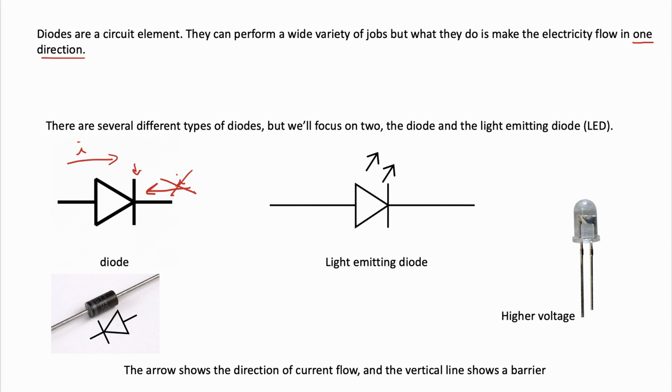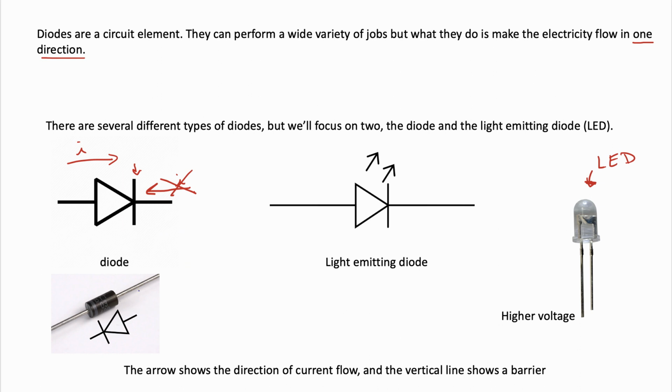Remember I said the diode does a lot of things, but what it does is it only allows, I shouldn't say it makes, it only allows electricity to flow in one direction. And then we have the light emitting diode. It still has the same diode symbol, but it emits light. And you can see here is what a light emitting diode would look like. LED. And an LED will only allow the electricity to flow in one direction, but it also makes light.